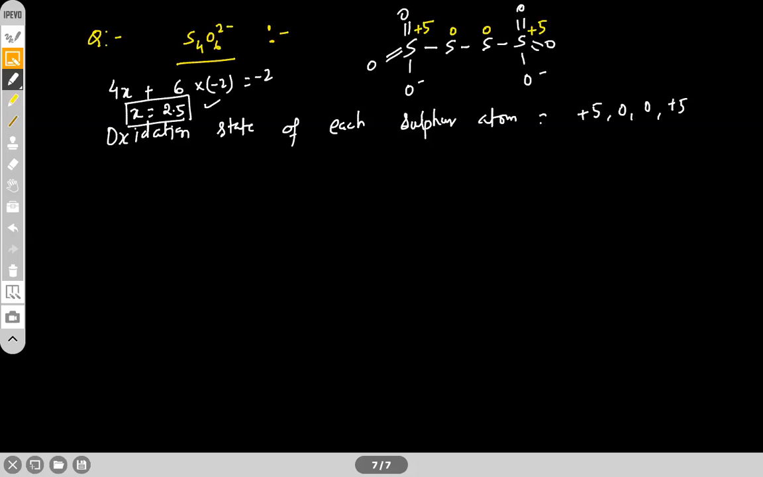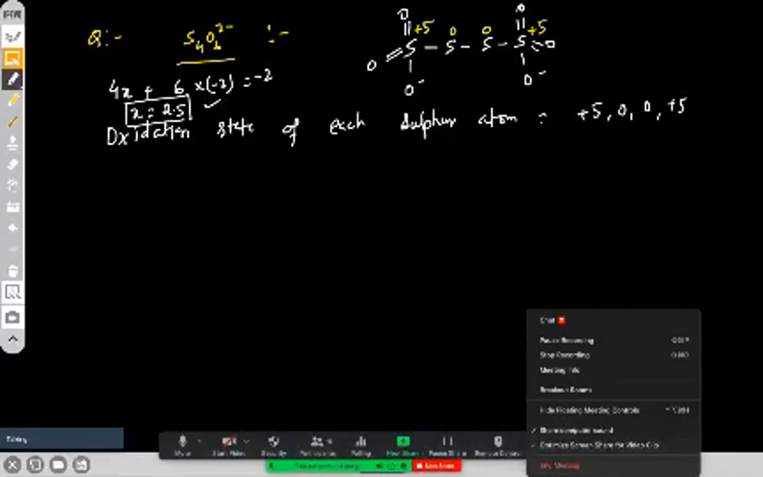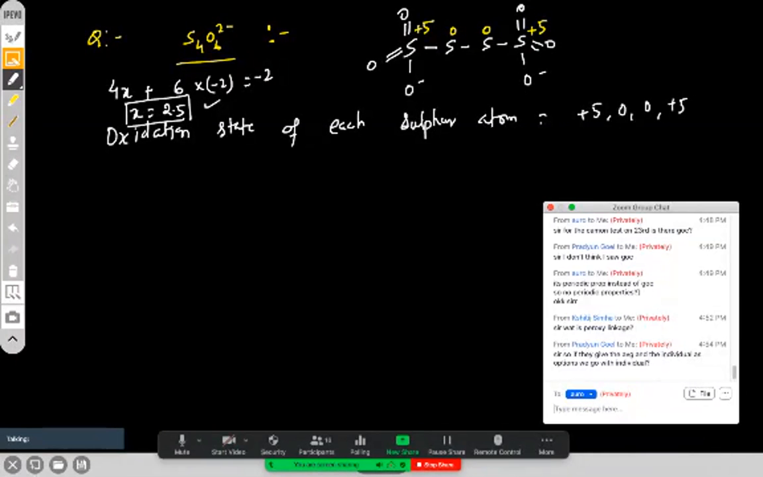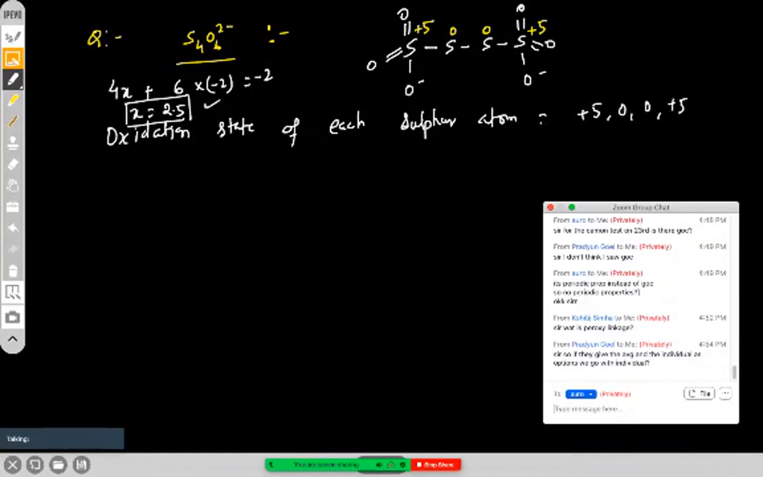Done? No, they'll ask in a question. If they ask for each sulfur atom, you have to write down the individual values, right? If they ask simply what is the oxidation state, then you can take the average one.